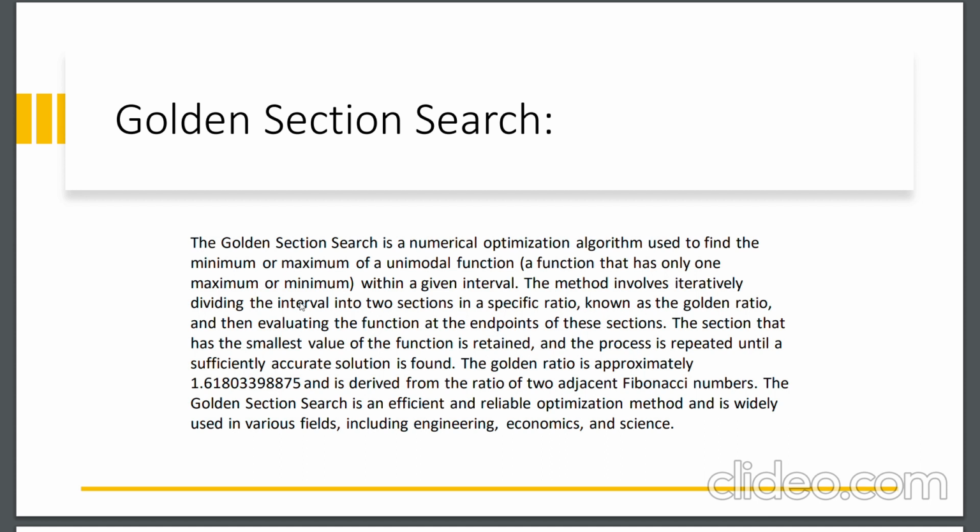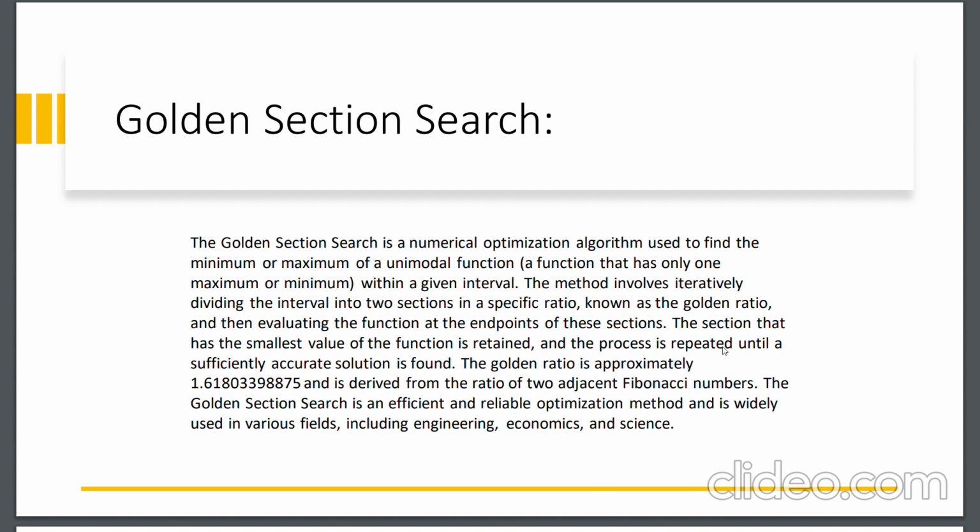The method involves iteratively dividing the interval into two sections in a specific ratio known as the golden ratio. This golden ratio is given as 1.618, and it is constant. The section that has the smallest value of the function is retained, and the process is repeated several times. We'll be taking a tolerance value, and we'll be iterating until our interval gets less than the tolerance value, and we stop the iterations there.